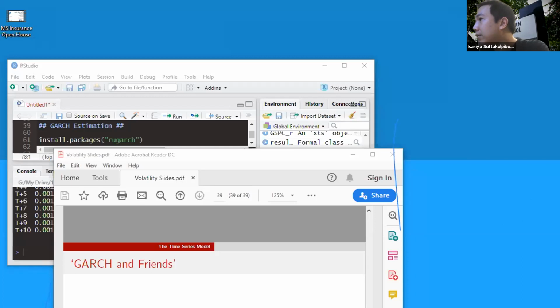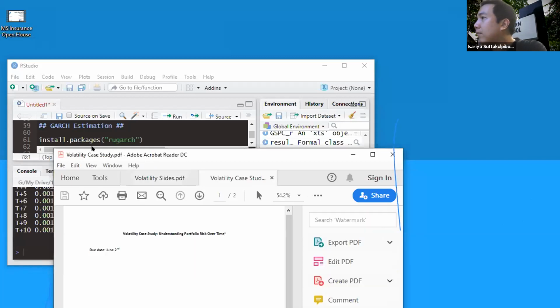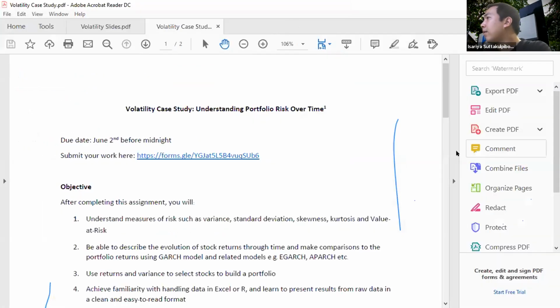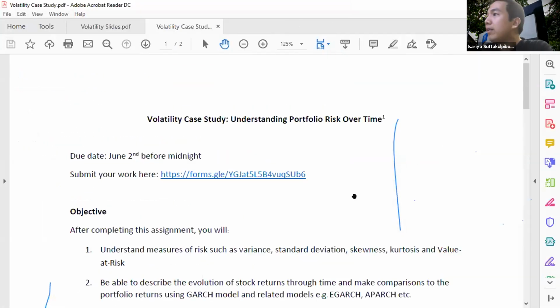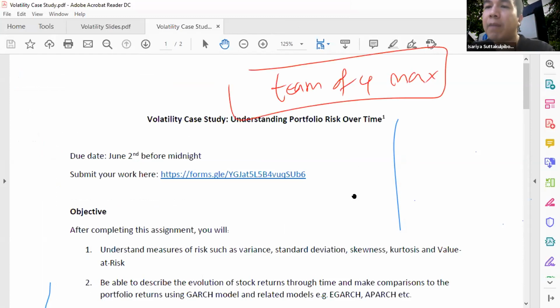Case. Where is the case? Okay, I'm going to go through the line. Volatility. You can open up the volatility case study. Oh, here, there you go. Found it. Right. I want you to team up in a team of, you can do a team of 4 max. You can do it alone, you can do 2, you can do 3, up to 4. Right. It's due by next week by midnight. Submit your work here in this Google form.